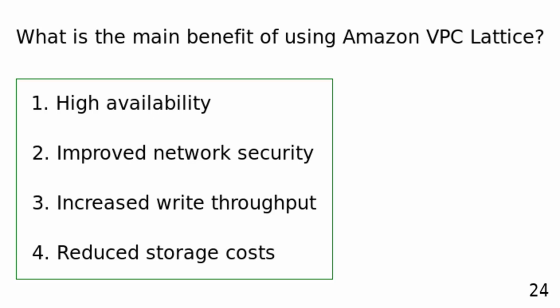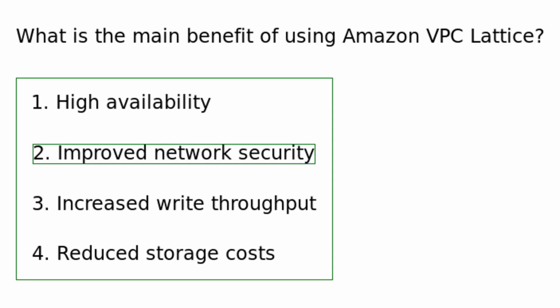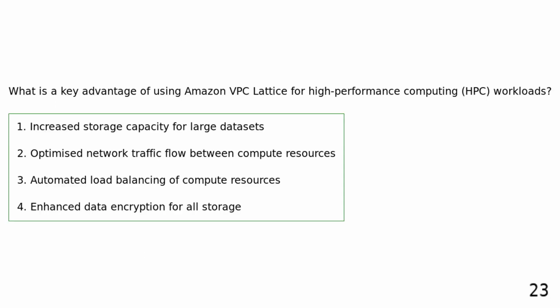What is the main benefit of using Amazon VPC Lattice? High availability. Improved network security. Increased write throughput. Reduced storage costs. The main benefit of using Amazon VPC Lattice is improved network security by providing additional layers of control and segmentation within the VPC.